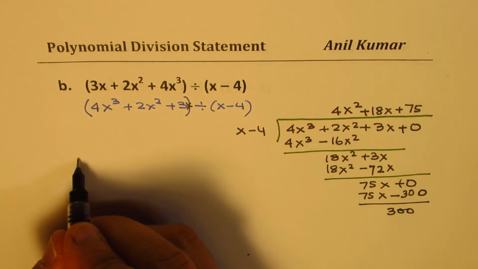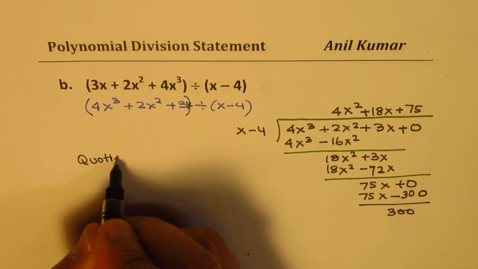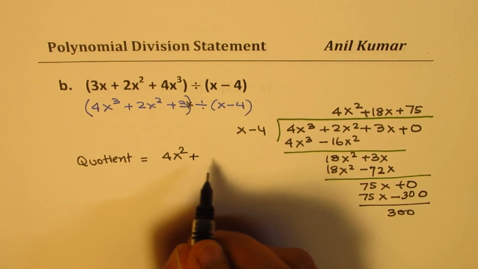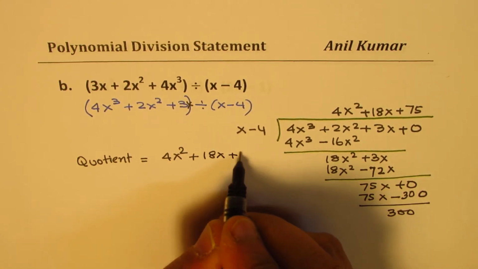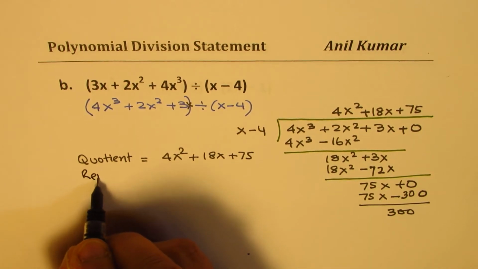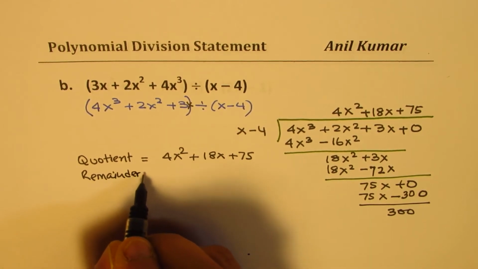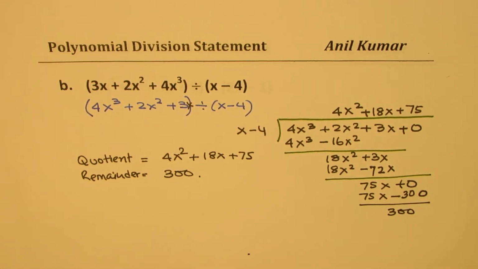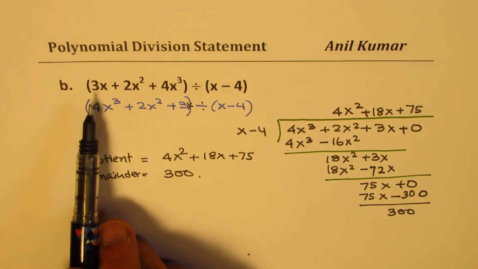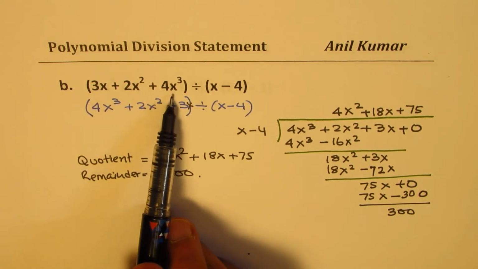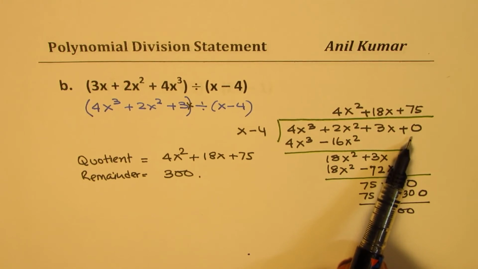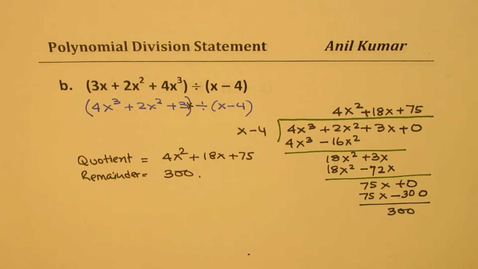So in this case, we get quotient as equal to 4x squared plus 18x plus 75, and the remainder is equal to 300. Correct? So that is how you're going to do it. So what you learned here is that in case the terms in the dividend are not arranged properly, you need to arrange them and also include placeholder like 0 in this case before dividing. Is that clear to you, right?